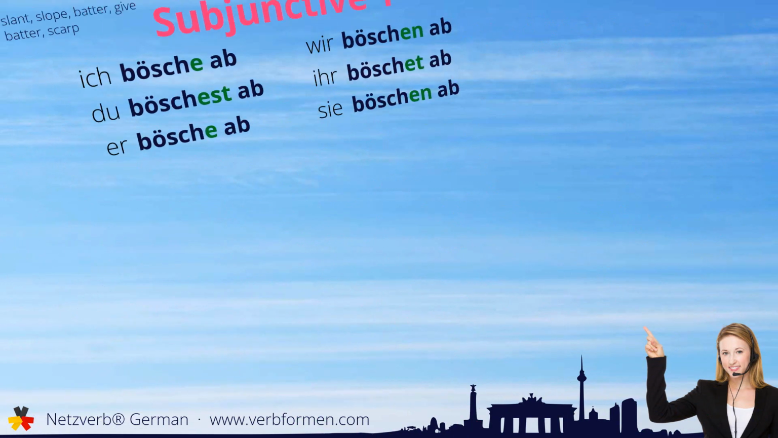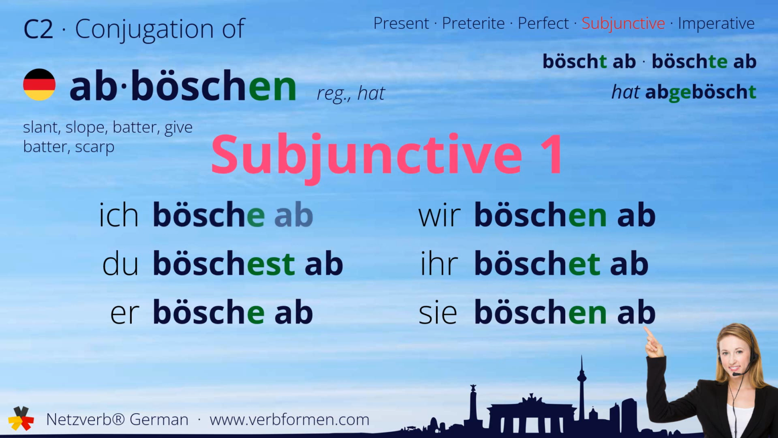Next up is the subjunctive one. Ich bösche ab. Du böschest ab. Bösche ab. Wir böschen ab. Ihr böschet ab. Sie böschen ab.